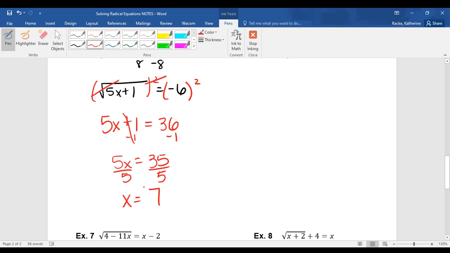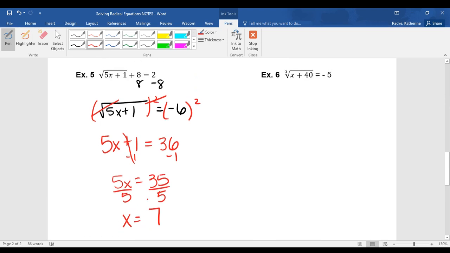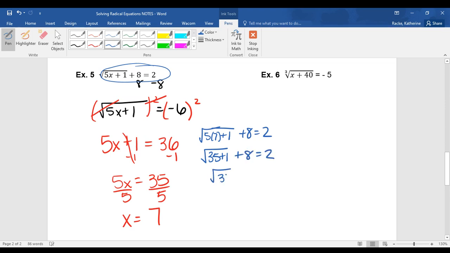Okay, now I need to check for an extraneous solution. So I'm going to take my 7 and I'm going to plug it back into this equation. So the original equation here, I'm doing the square root of 5 times 7 plus 1 plus 8 equals 2. So 5 times 7 will give me 35 plus 1. Still have everything else. 35 plus 1 gives me 36. Square root of 36 is 6.